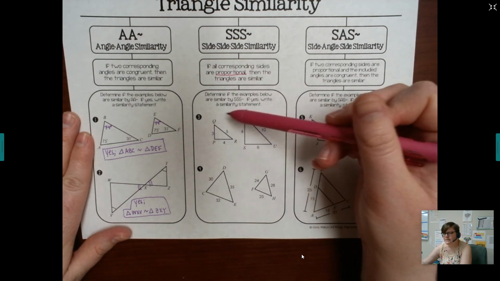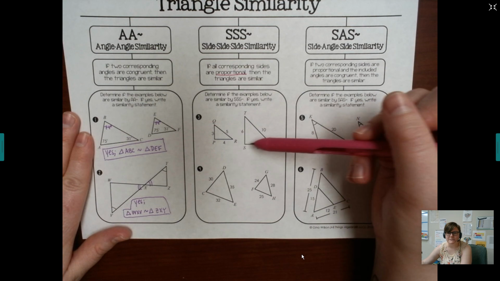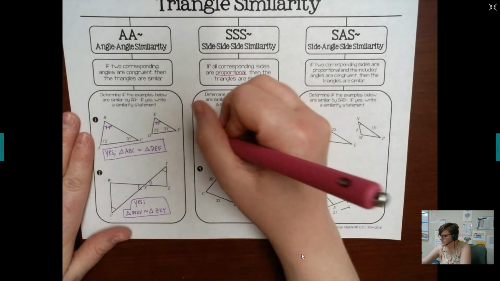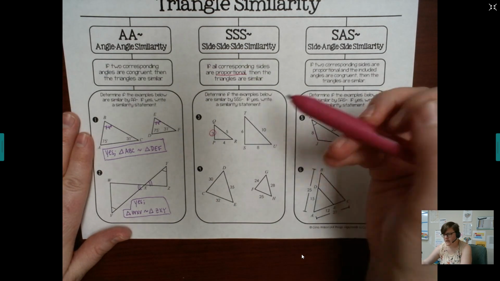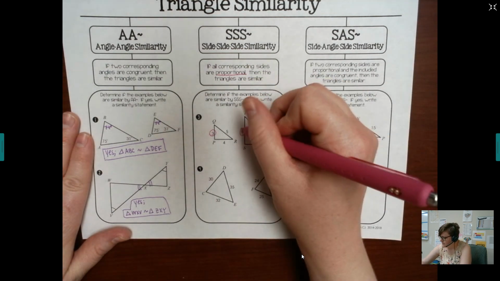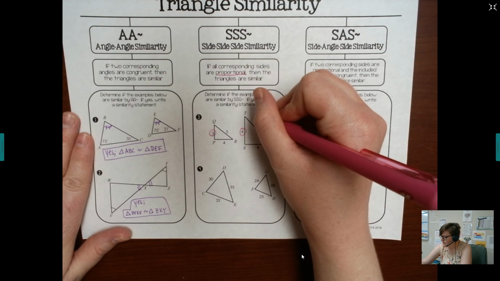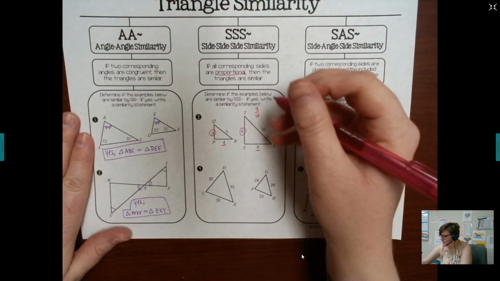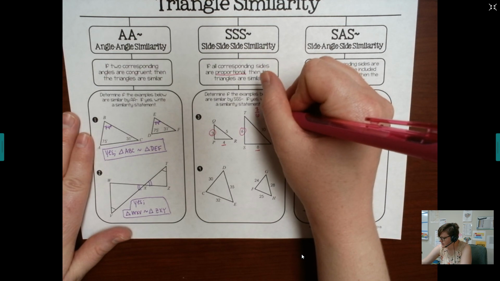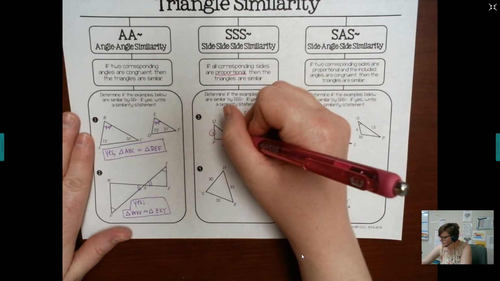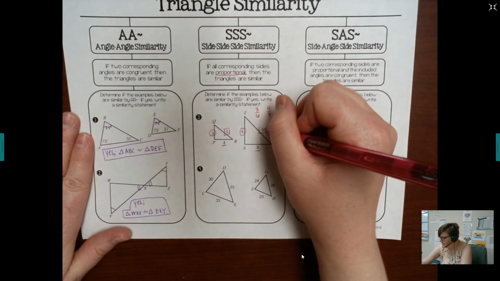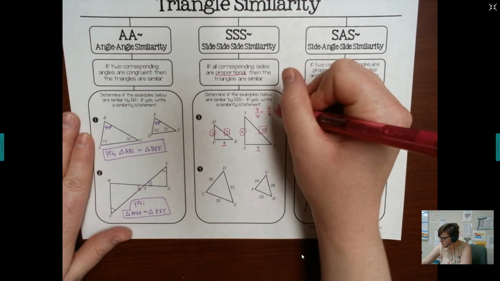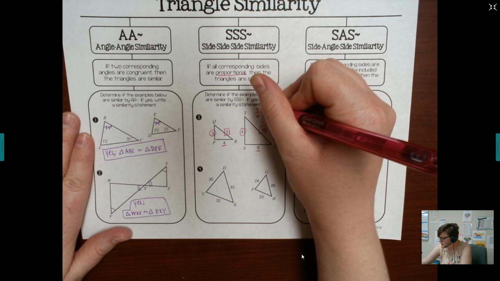So for ones like this, the way that you're going to tell which sides are corresponding is you're just going to pick, okay, this is the smallest side of this triangle, a 3, and this is the smallest side of this triangle, a 6. So 3 over 6. And then our medium sides, 4 and 8. And our biggest sides are 5 and 10. So we've got our 3 ratios, and we just want to check if they're all equal.